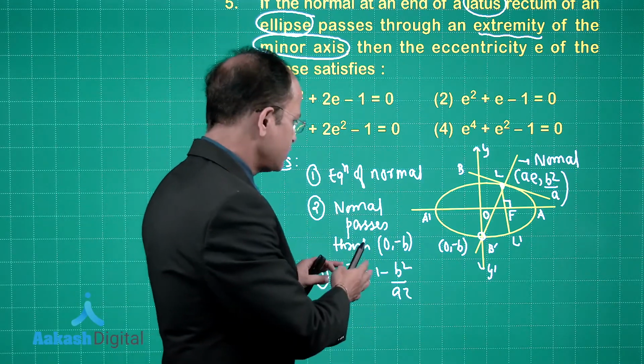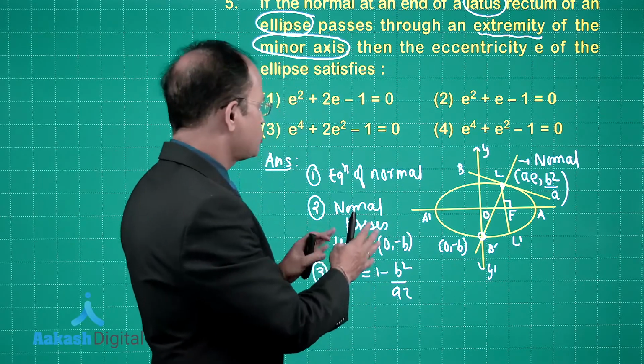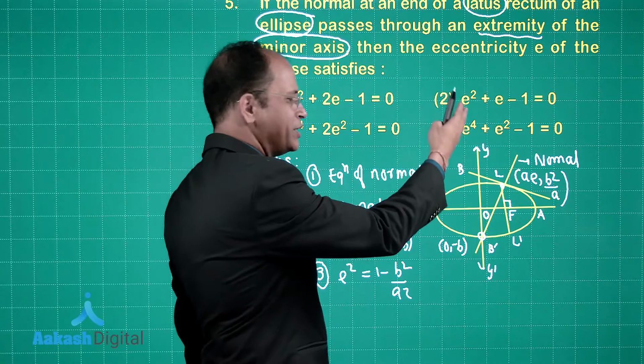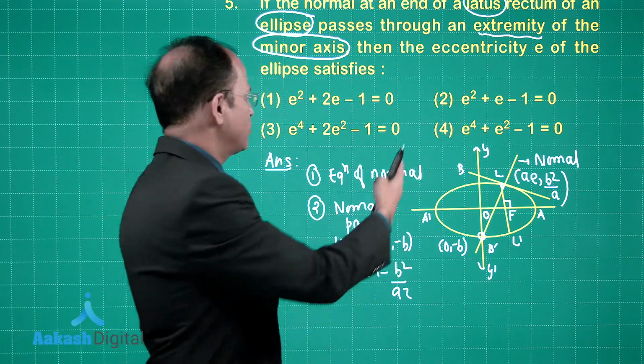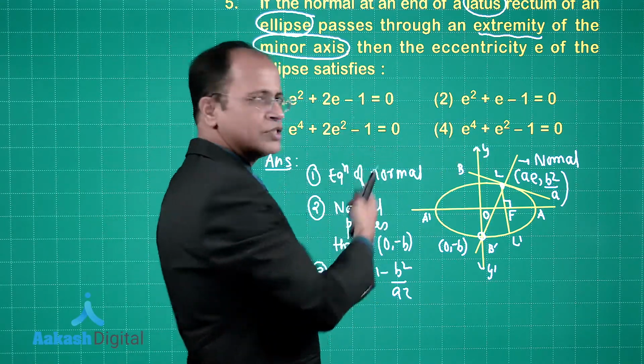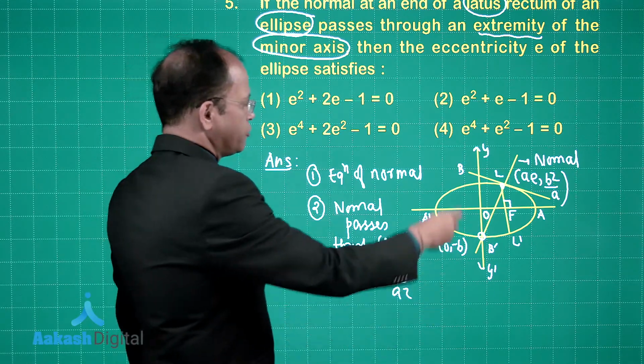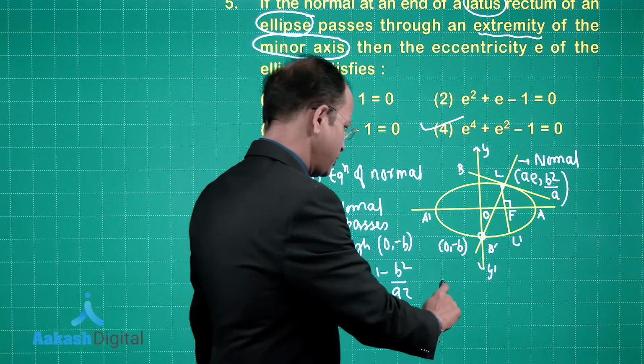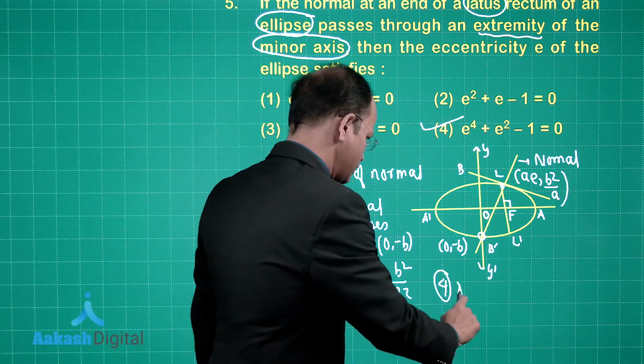Once you find it and you get the relation in terms of e square 2e or 1, or maybe e square e or minus 1, or maybe e raised to the power 4 e square or 2e square. So the fourth option will be the final correct option we'll have, right? So this is the answer we are talking about.